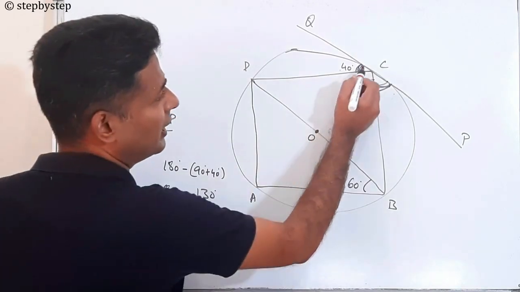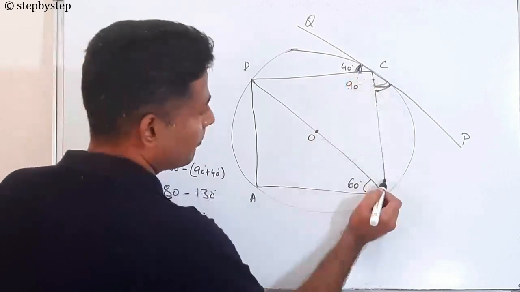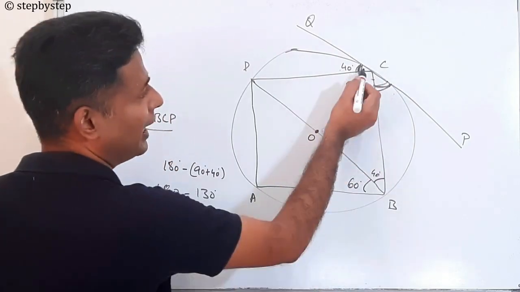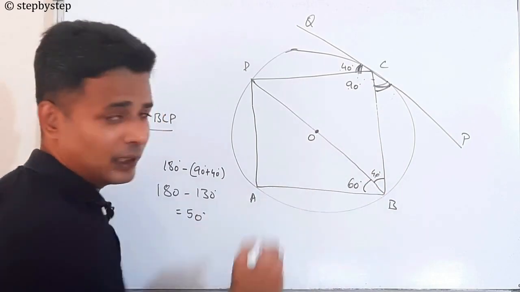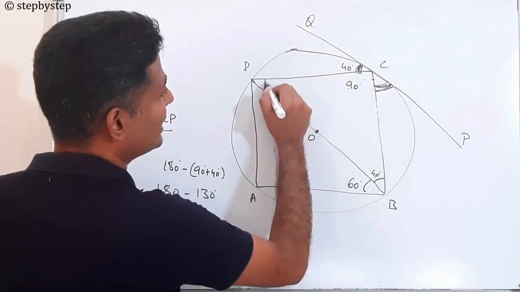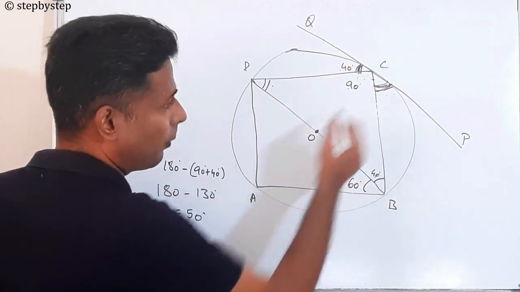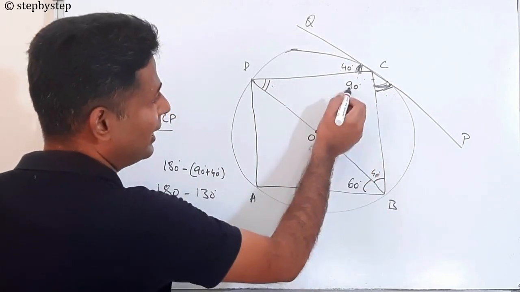The other way you could have done it is, since this is 40, this also will be 40 degrees. Why? Angles in the same segment. And this angle will be equal to this angle. Why? Again, these two are angles in the same segment. Now we have 40 and 90.